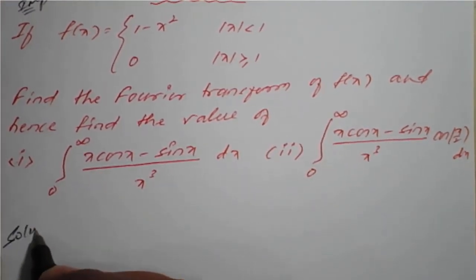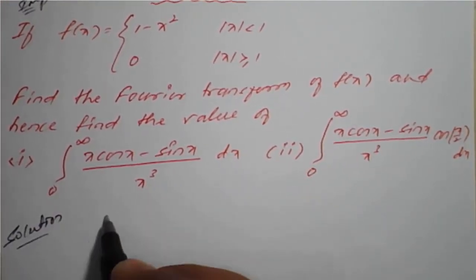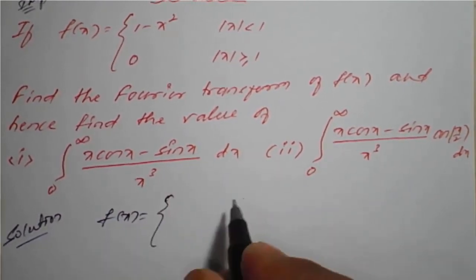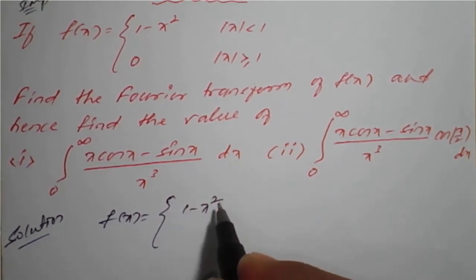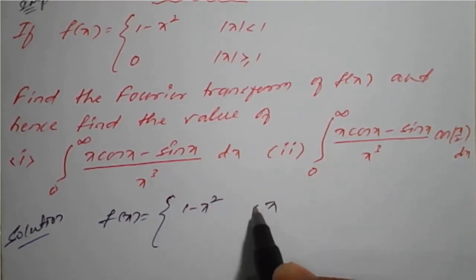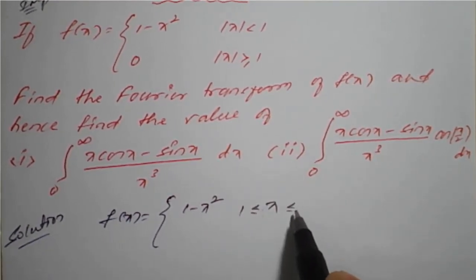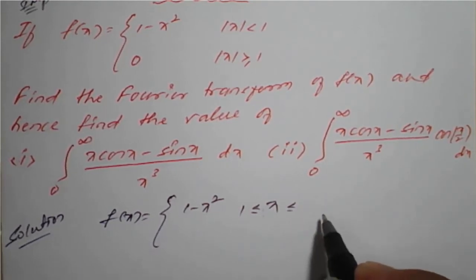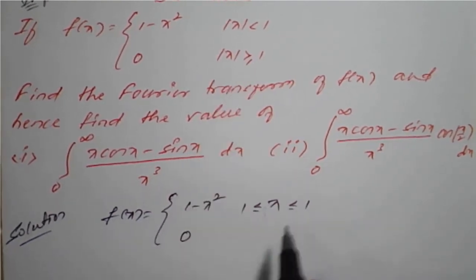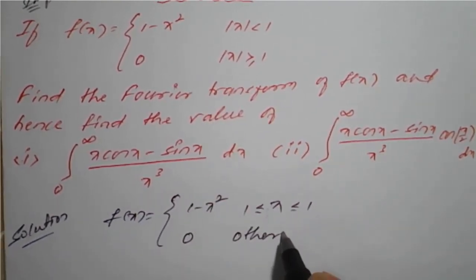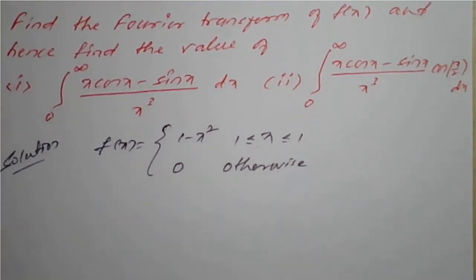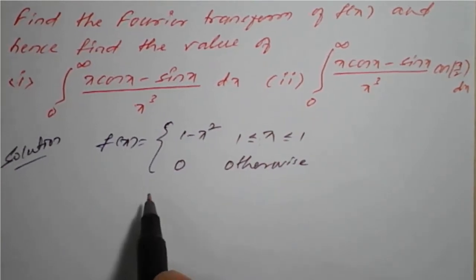Solution. The given function from the question is f of x equal to 1 minus x square, where mod of x is less than or equal to 1, which means x lies between minus 1 and 1, and 0 otherwise. So this is the given function we have taken.